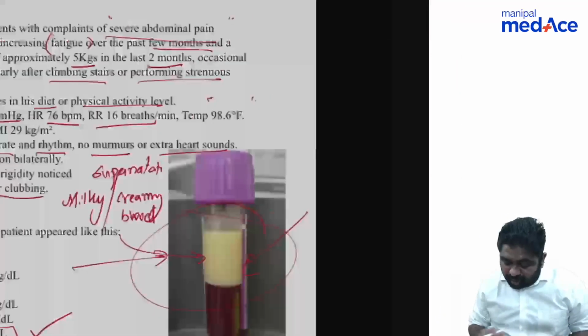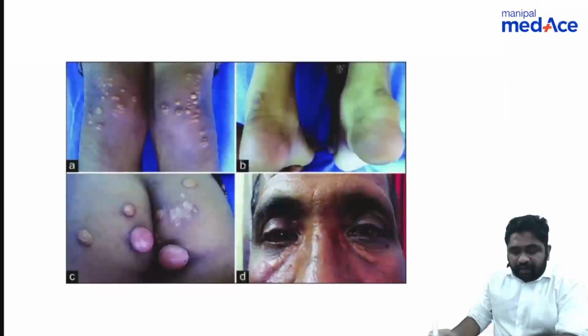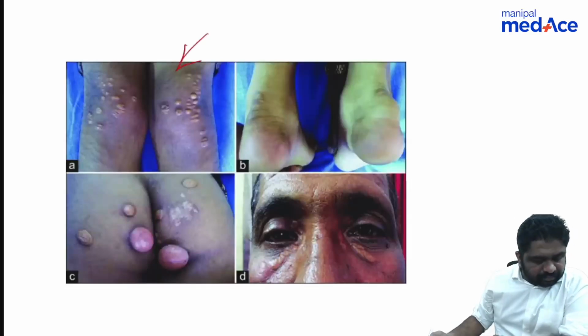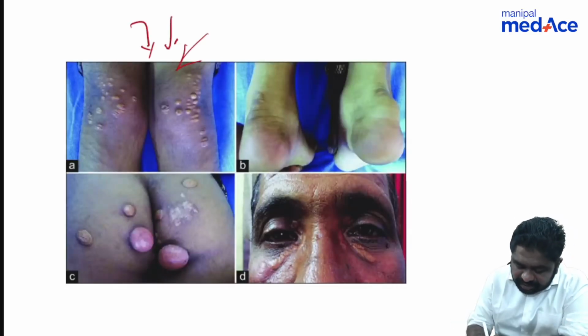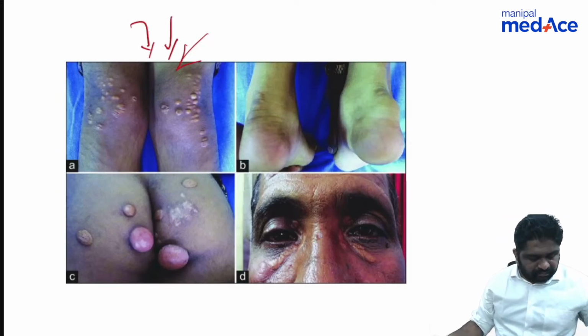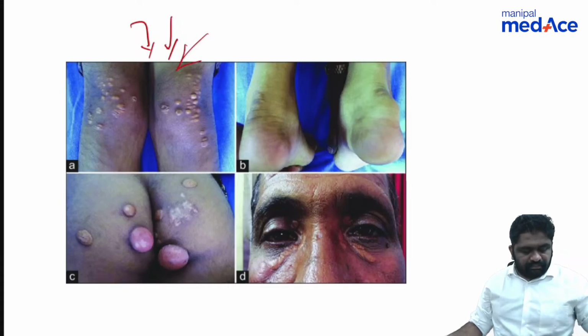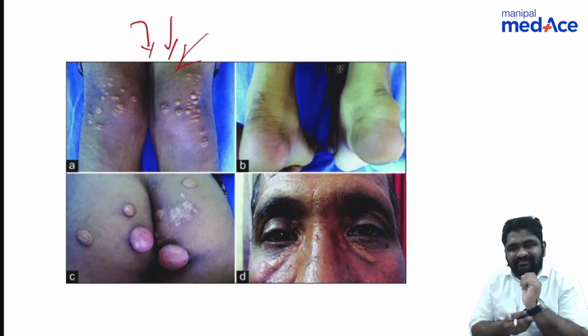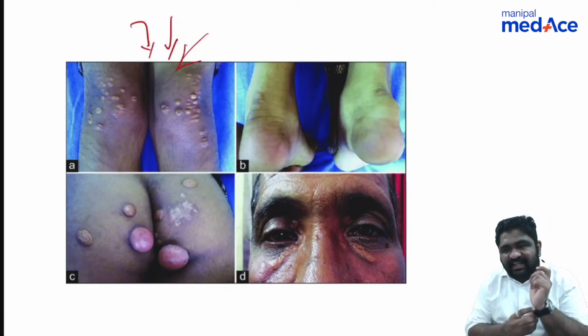Now, let me show you a few cases here. Now, look at this. Can you tell me what this is? Can you tell me what this picture is showing? No, Saravana, it is not an abscess. Anything else?